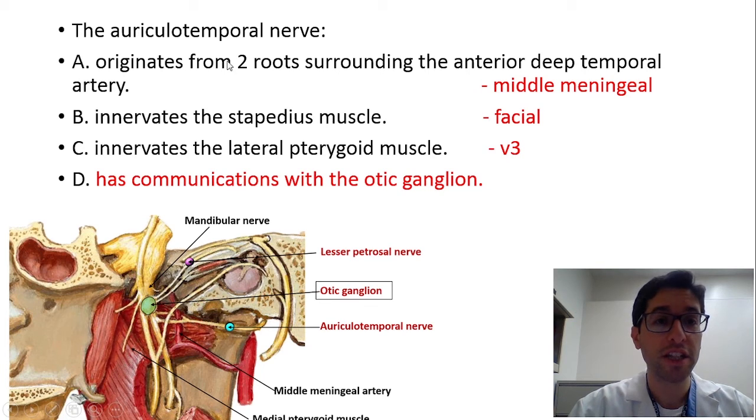Let's go through the other choices. Does it originate from 2 roots? Actually, look at this picture. It does originate from 2 roots. And then some artery goes between them.